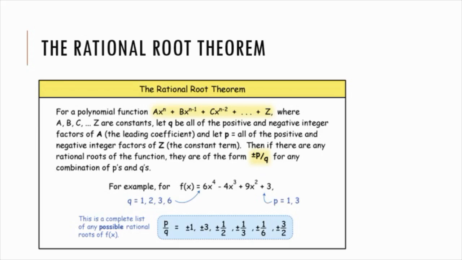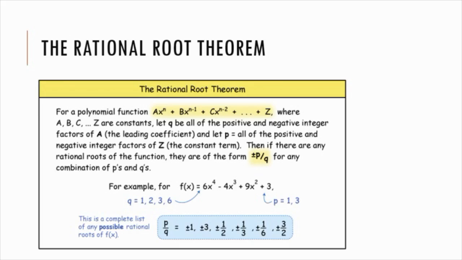Pretty much saying for any polynomial function, you're going to look at the leading coefficient and the constant term, a and z. You're going to take factors of z, all the factors of z, and list them out. You take all the factors of a and list them out. And you're going to put them in the form of plus or minus p over q, where p is a factor of z, and q is a factor of a.